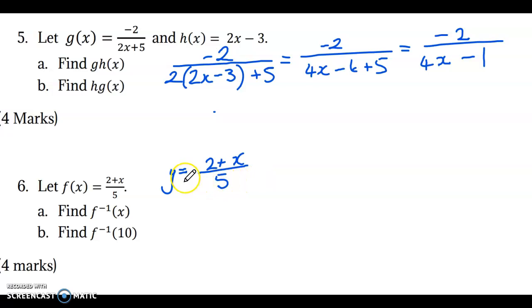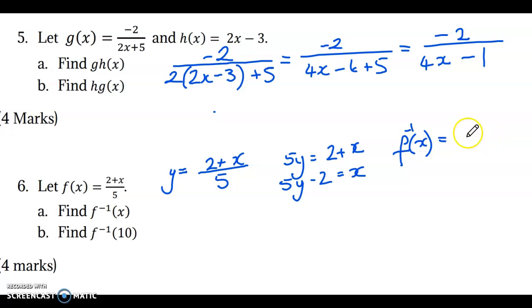So you will multiply by 5, so you end up with 5y equals 2 plus x. Okay, and then you will undo this plus 2 by minusing 2, so you end up with 5y minus 2 equals x. Okay, and that means f to the minus 1 of x is, and we rewrite it as an x, not as a y, 5x minus 2. Okay, so I hope that's helpful and you can have a go at the other inverse functions.